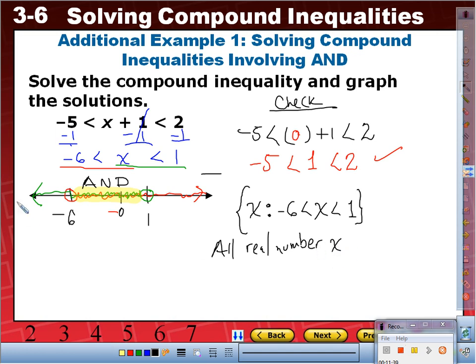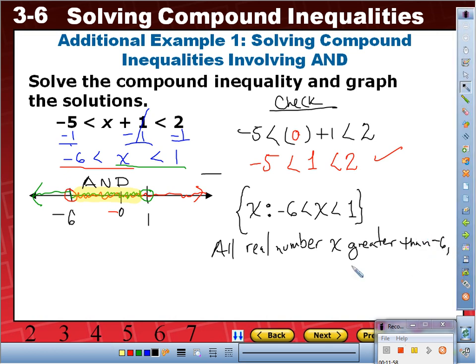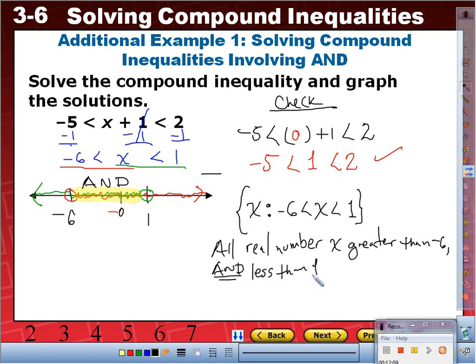x. Let's see, what are all these numbers compared to negative 6? All these numbers, greater. So therefore, all real numbers x greater than negative 6, comma, not "but." If it's included, what was the word that we used? And, double underline that, less than 1. That's what it means in words.